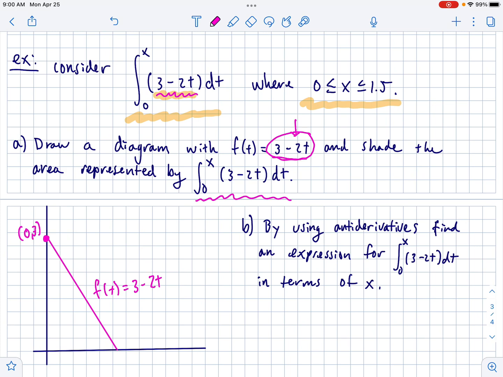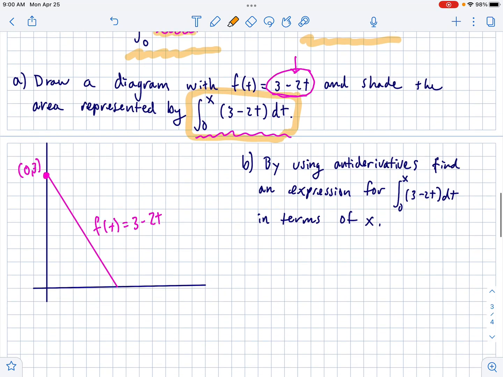Now, shade the area represented by this 0 to x. Now, we don't know where the x is. We just know it's somewhere between 0 and 1.5. So, for our diagram, we're just going to pick a spot, like right here, and say, okay, this is where t is equal to x. We know it starts at 0, so the shading is going to go from 0 all the way up to that number, and then it's going to stop. So we don't know what the x is, but we know that's what it would look like on a graph.